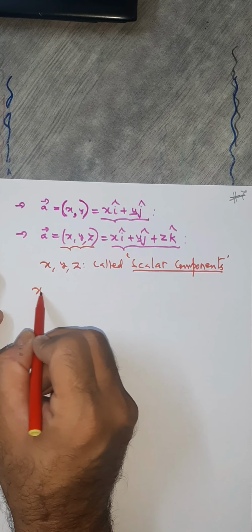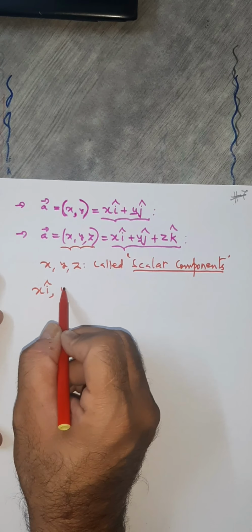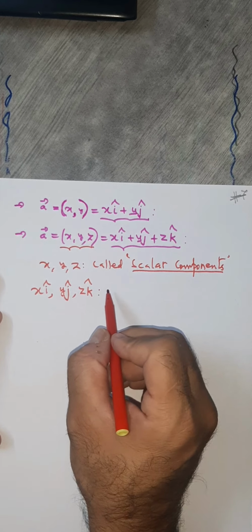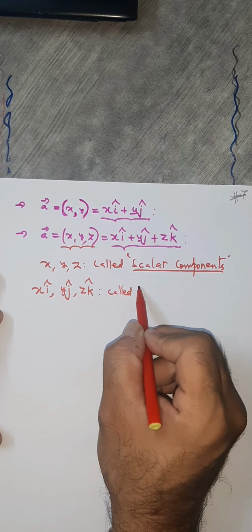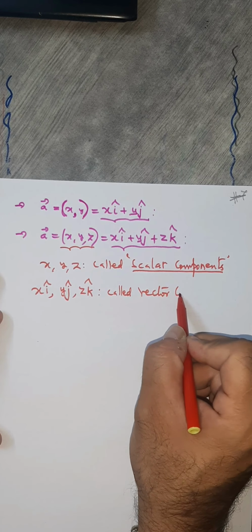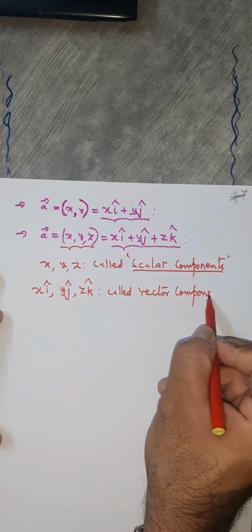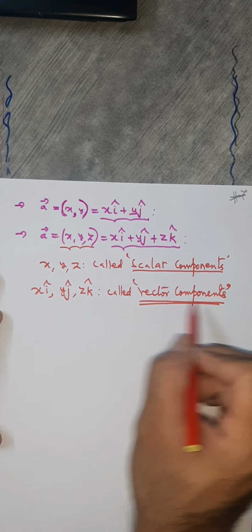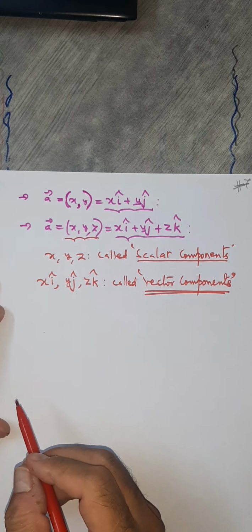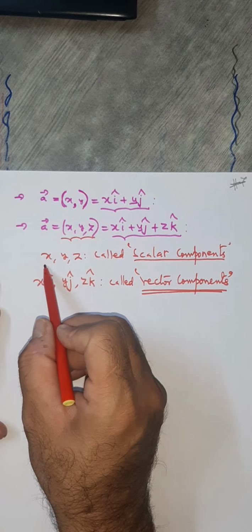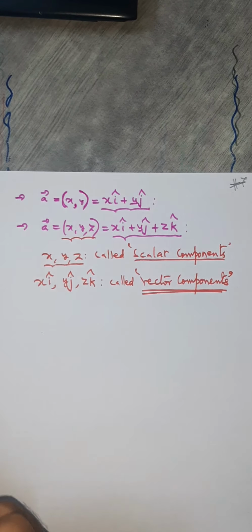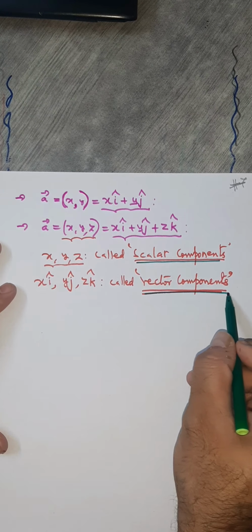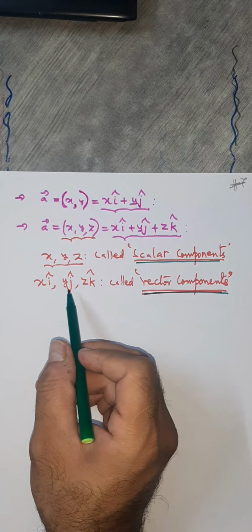And if I write with xi, yj, and zk, these are called vector components. These are known as which components? Vector components, when it is expressed with ijk notation. If it is just in the form of scalar x, y, and z, then these are called the scalar components. Scalar components, and vector components when they are in ijk notation.